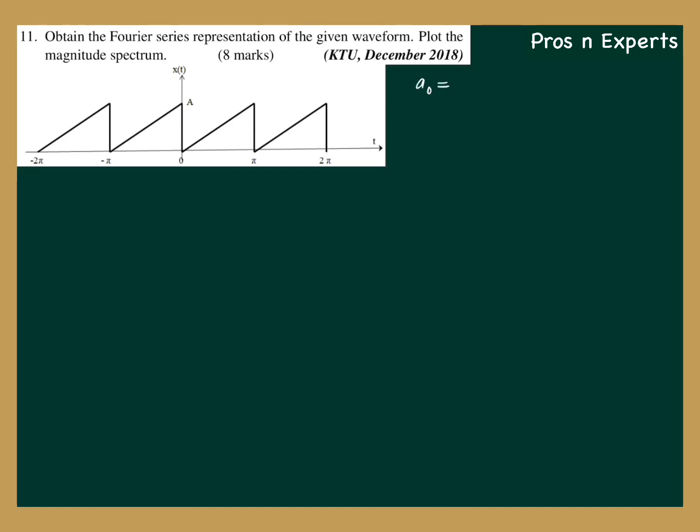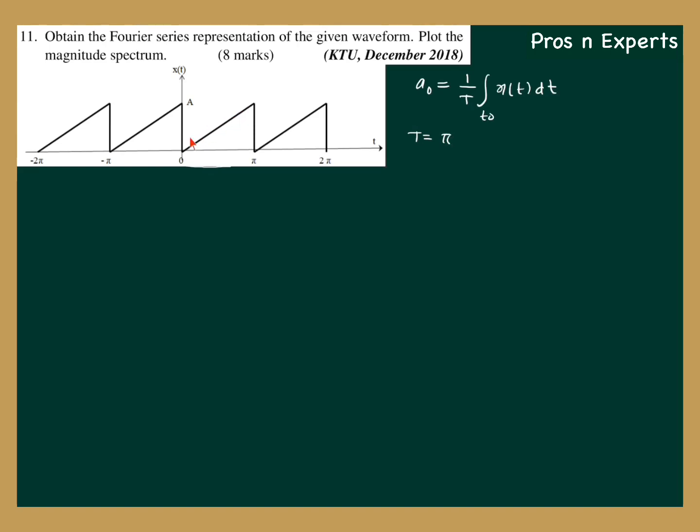Okay, so I'm taking a0's equation. A0 equal to 1 by time period integral over 1 time period x of t dt. Okay, what is time period? Time period is 0 to pi units. Okay, so T equal to pi units. Then what is x of t in this?